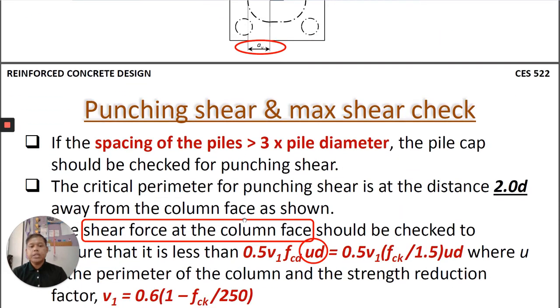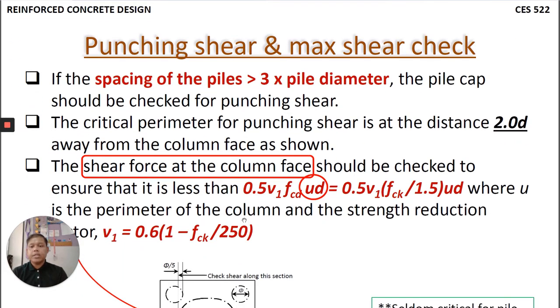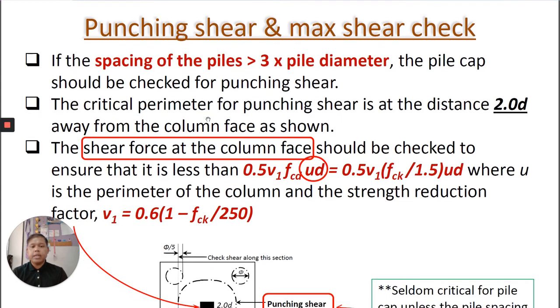And then punching shear and the maximum shear check. If the spacing of the pile is more than 3 times the pile diameter, the pile cap should be checked for punching shear. The critical perimeter for punching shear is at a distance 2d away from the column face, as shown, same as what we have done before.